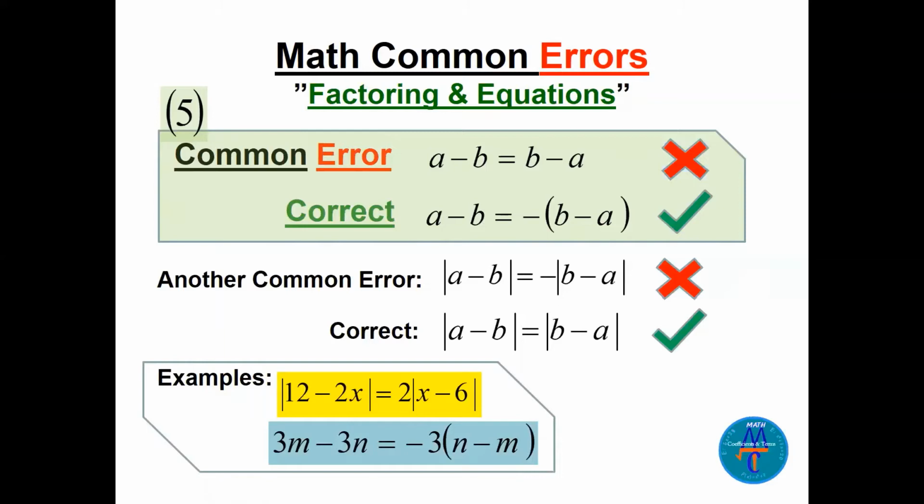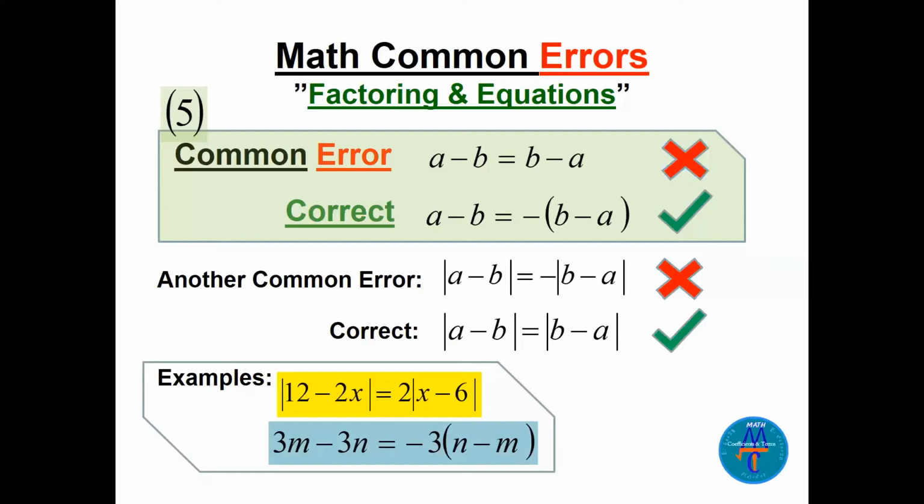That's correct. So minus with the B is minus B, minus with minus A is A. Now another common factor here, absolute value of A minus B. Remember absolute value. If you put the minus outside, that's wrong because the minus is inside the absolute value. So the correct form is this, absolute value of A minus B, same as absolute value of B minus A.